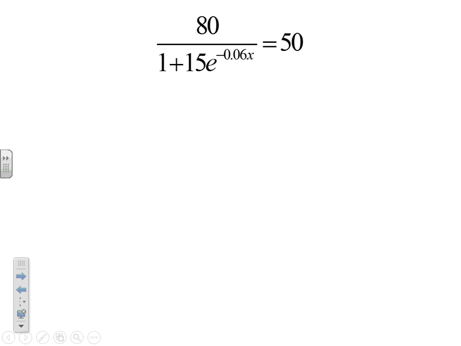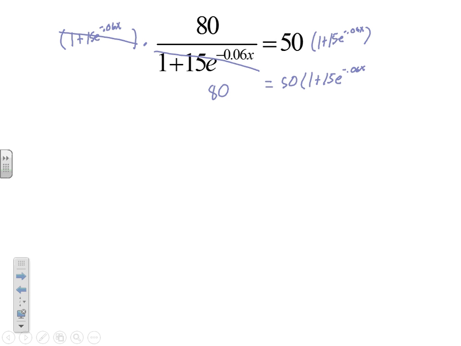So if we don't like the fraction, we can get rid of the fraction by multiplying everything in the denominator. So I will multiply 1 plus 15 times e to the negative 0.06x power on the left side and on the right side. So here, this and this would just simplify to be 1, which will leave me 80 is equal to 50 times 1 plus 15 times e to the negative 0.06x power.